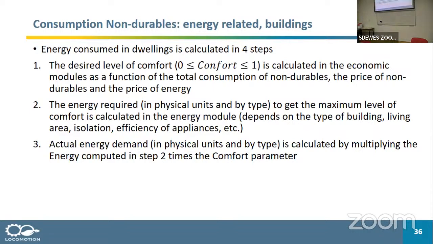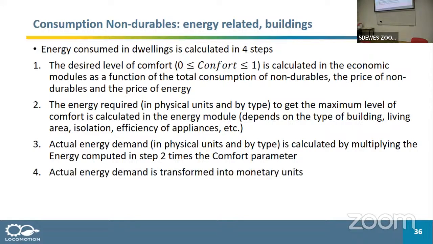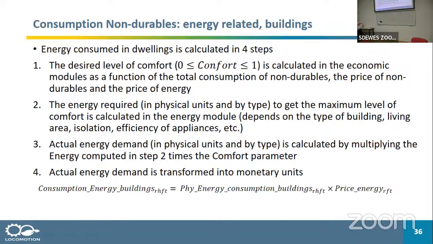Okay. Then what we do is combine the two things. So this is the maximum that you should demand to have the highest level of comfort, but some people can afford that, so they have a comfort of one, and other people cannot. So we multiply the maximum energy required times the comfort factor, and we have the actual energy that is demanded in physical units by type of energy. So the gas that is demanded in a household with those specific characteristics, the electricity or whatever. And then this is translated into demand in monetary units. It is what we put into the economic model. So the consumption of energy in buildings is the physical energy consumption in buildings that comes from here, times the price of the energy.